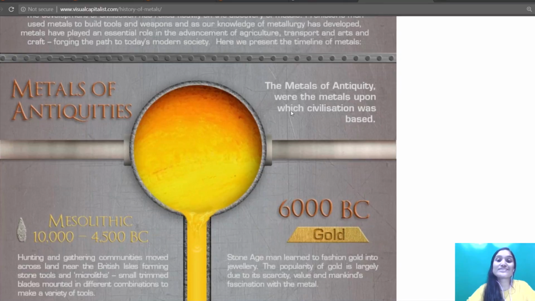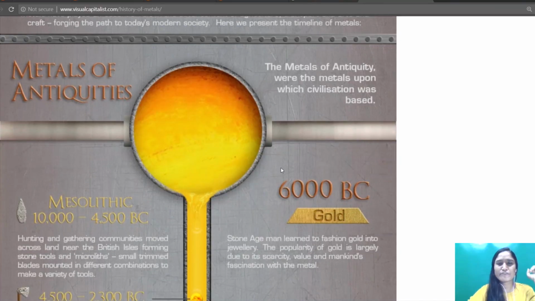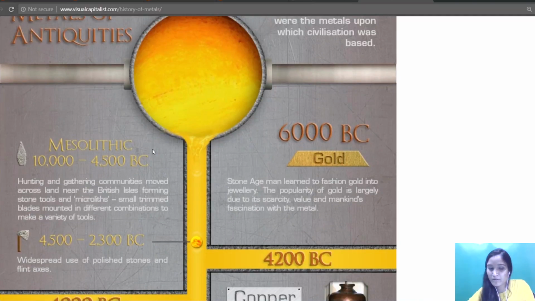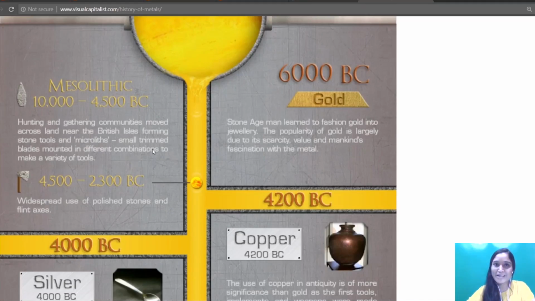In 6000 BC, gold was used. Before that also, we had some metals used in the form of mixtures in the Mesolithic era, but we're not counting them because it's not specific if it is a particular metal, like gold or platinum. It's a mixture of metals. So we are starting off from 6000 BC. Gold was in use. After that, 4000 BC, silver, another old metal.